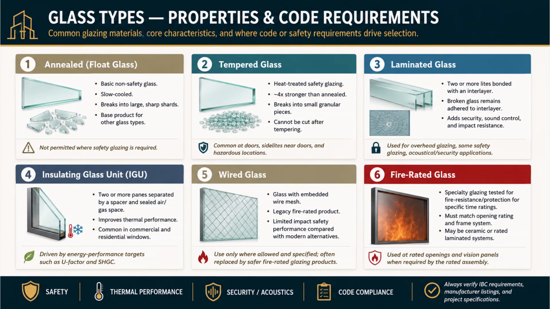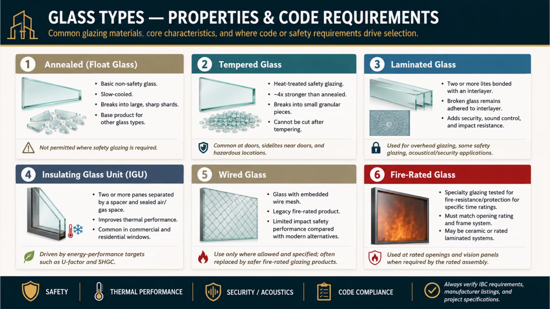Tempered glass is heat-treated safety glazing, about 4 times stronger than annealed. And this is the key: it breaks into small, granular pieces instead of sharp shards, so it's far less likely to cause serious injury. One important property: it cannot be cut after tempering, so all the cutting and the holes happen before the tempering process. Common at doors, sidelites near doors, and hazardous locations.